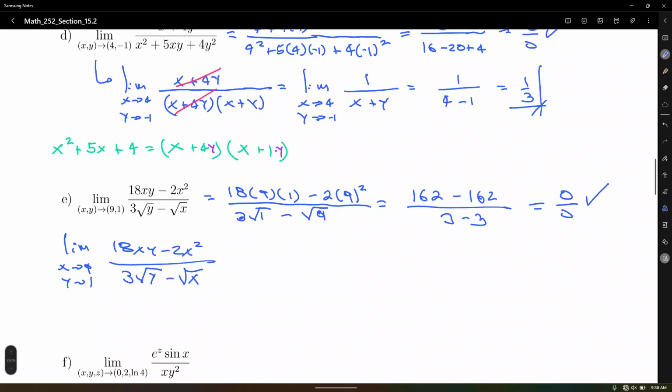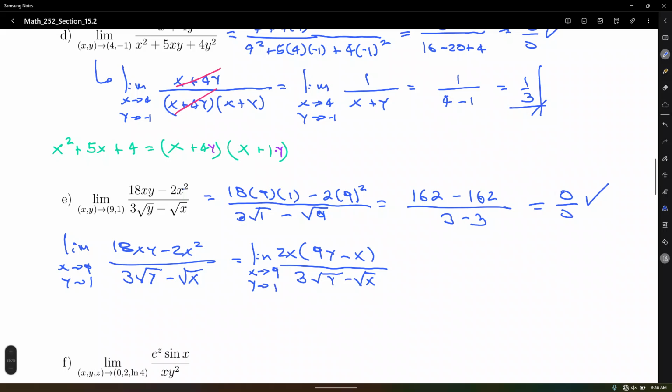Notice we have radicals, right? Notice we have a common factor in the numerator. Let me take that common factor first. That is equal to the limit of, actually 2x, let me factor 2x. 2x times 9y minus x, divided by 3 square root of y minus square root of x, as x approaches 9 and y approaches 1.